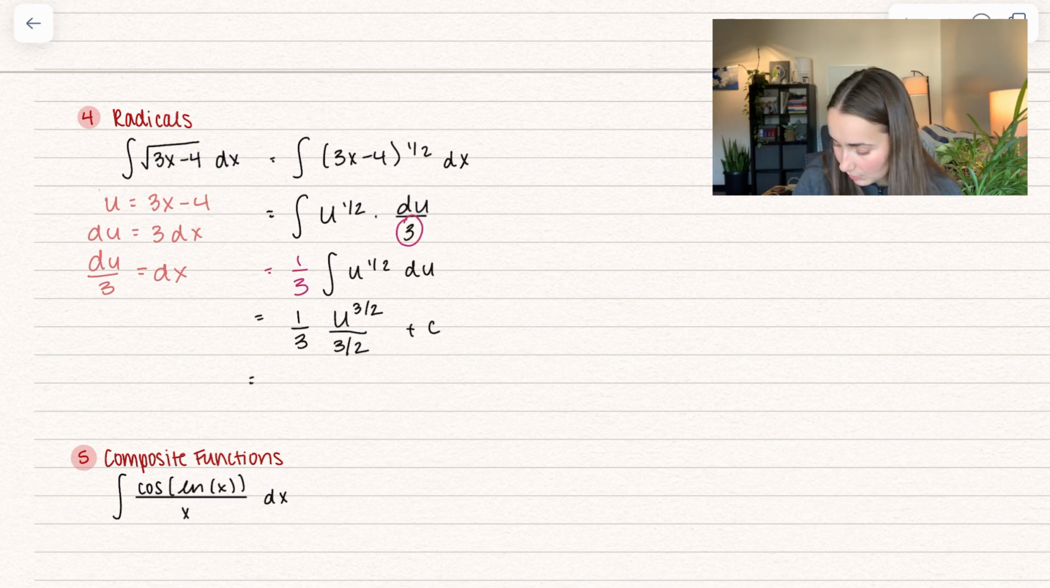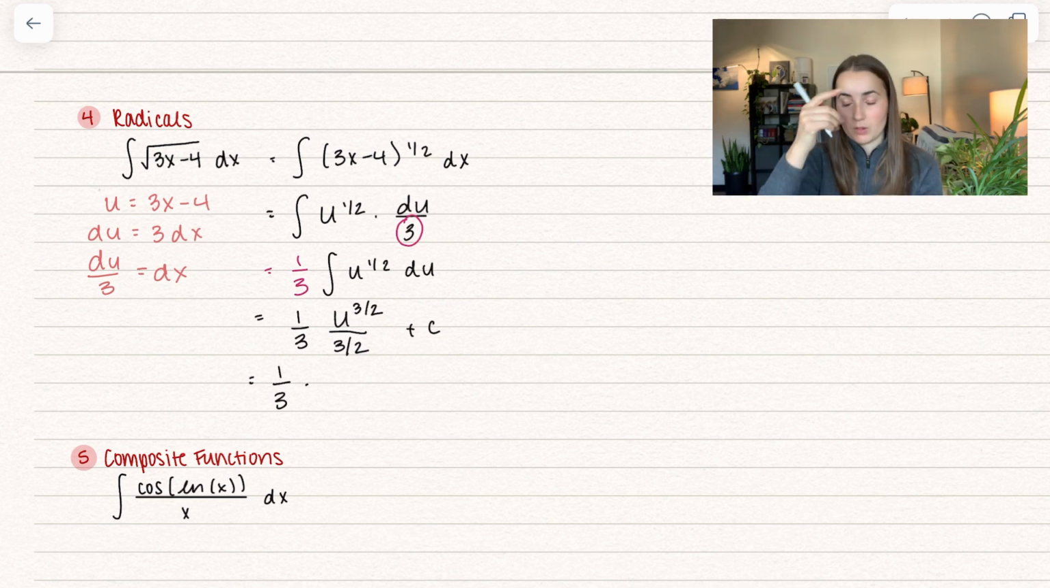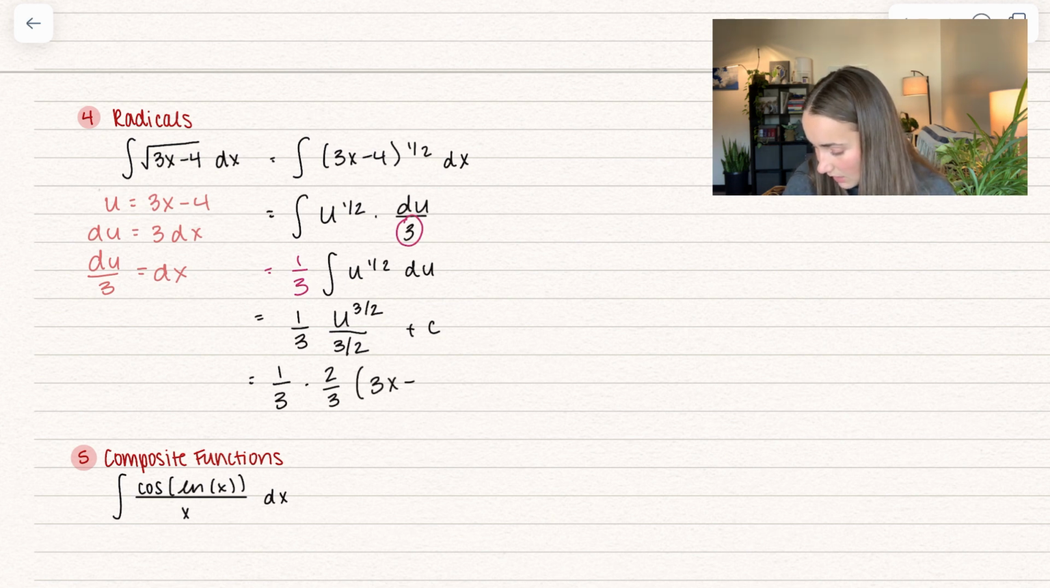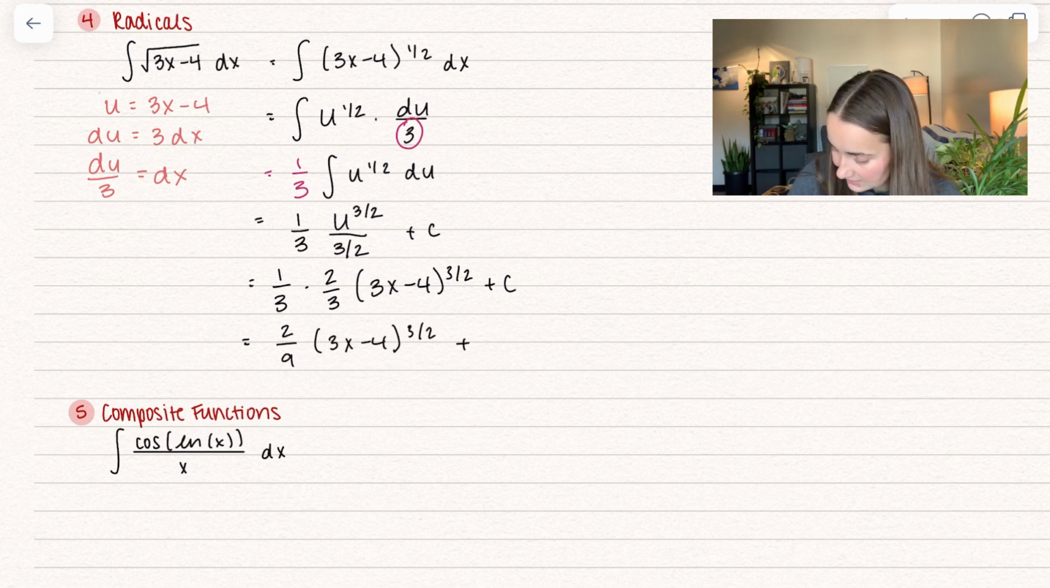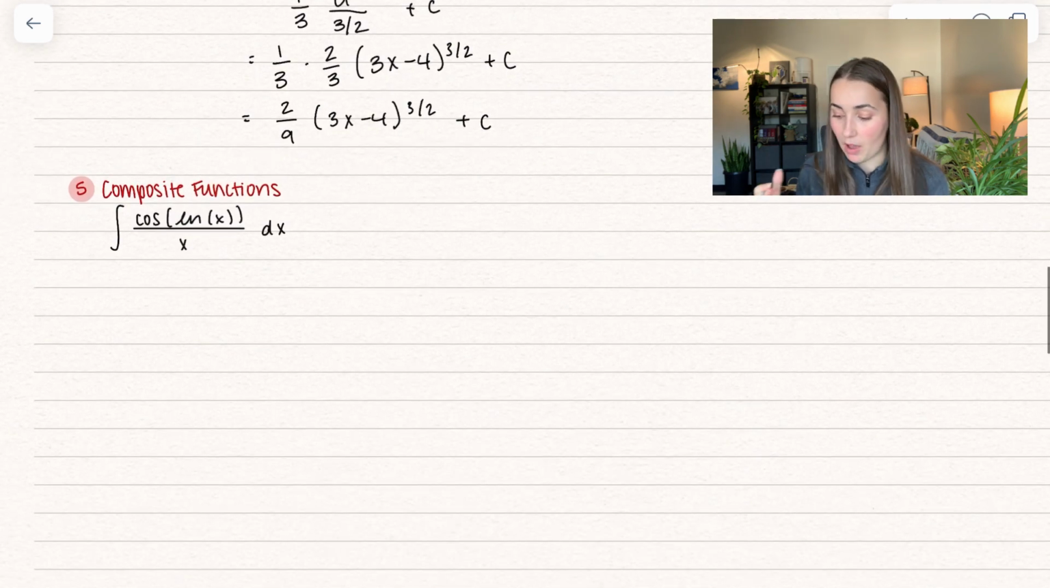So I'm going to rewrite it one more time. That 1/3 is hanging out. When we divide by a fraction, we can multiply by the reciprocal of that fraction. So we can just multiply by 2/3. And now we can replace what u is equal to. So (3x minus 4) to the 3/2 plus c. If you wanted to, you could go a step further. So that becomes what? 2/9 times (3x minus 4) to the 3/2 plus c. I would say the step before, if I were grading, that's 100%.